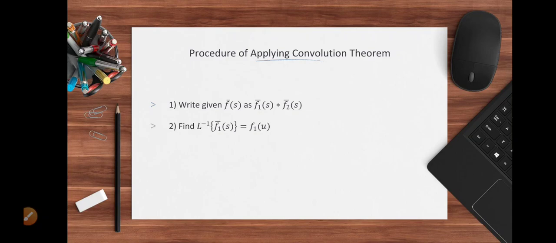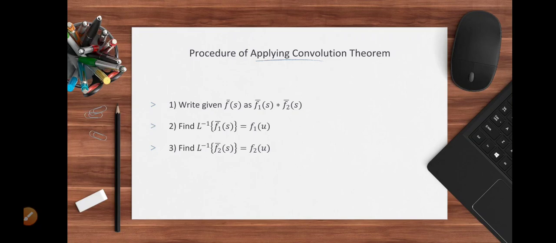So second step is very simple. Just find the inverse LT of f1 bar of s. Call the function as f1 of u. Remember, here we are using the variable u instead of variable t, as after applying convolution theorem we have to put the limits as 0 and t. So to avoid any confusion, we are writing here f1 of u instead of f1 of t. Then find L inverse of f2 bar of s. Its result is f2 of u.